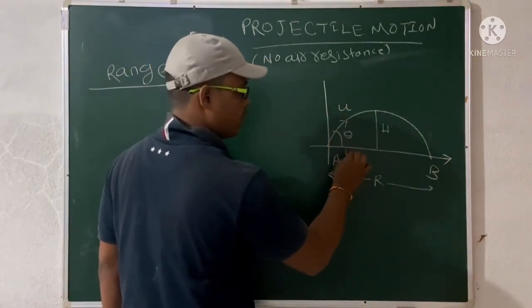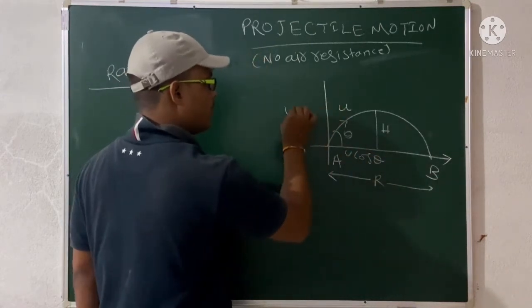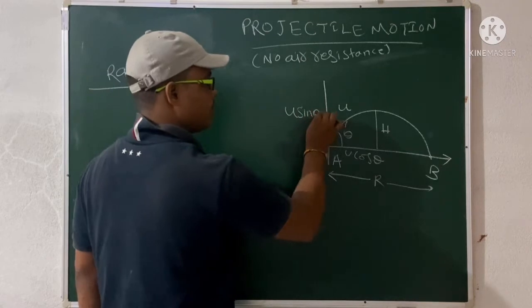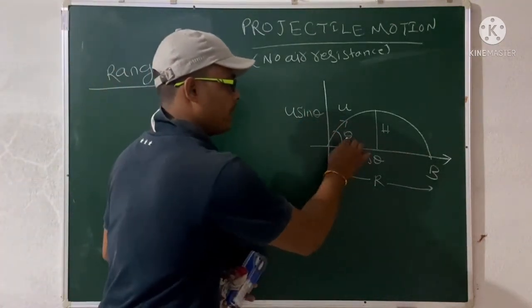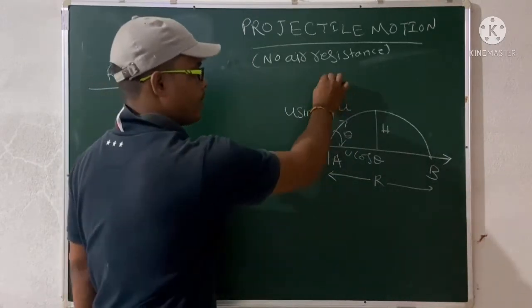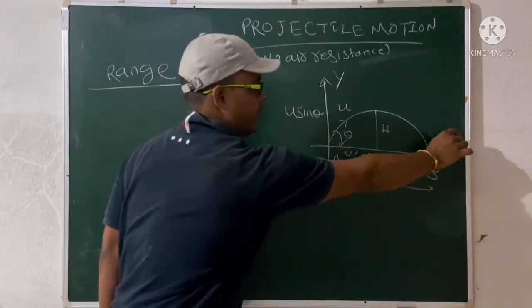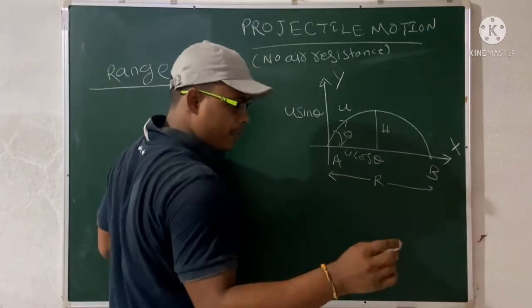So what is the initial x component? U cos theta. And what is the vertical component? This is u sin theta, right? U making angle theta with horizontal, then this one will be u cos theta, and this one will be u sin theta, right? So this is y axis and this is your x axis. Okay, so how we derived the previous one? I am repeating the previous one.